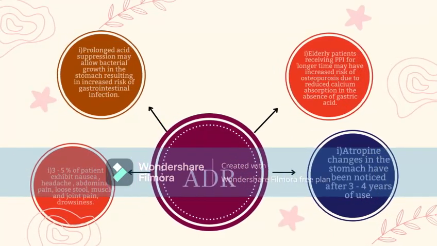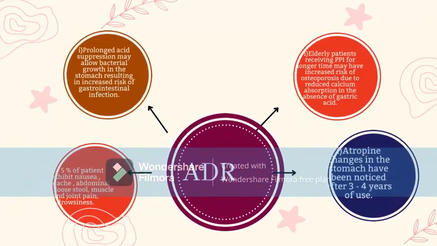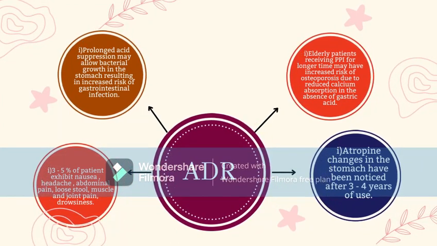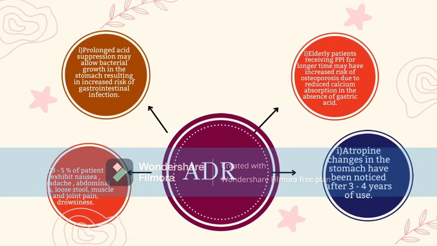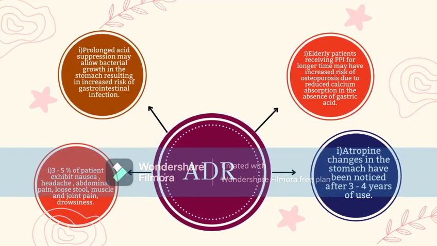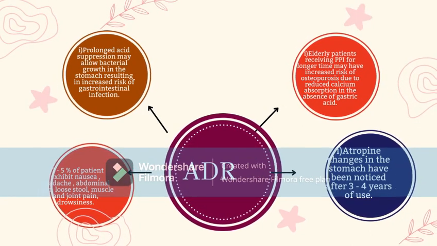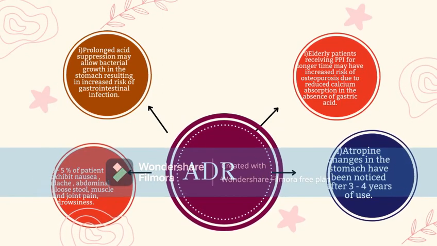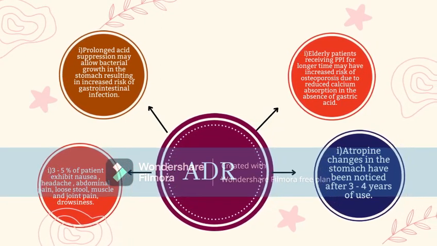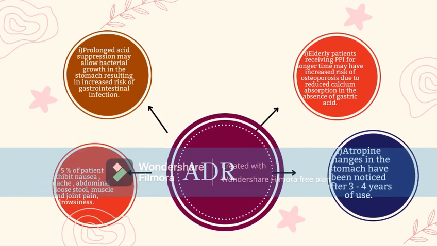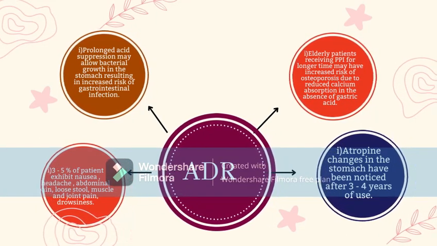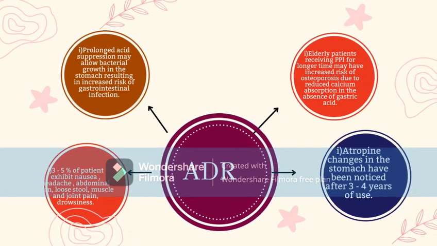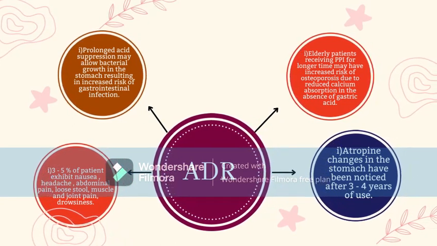It's time to learn about the adverse drug reactions. Prolonged acid suppression may allow bacterial growth in the stomach, resulting in increased risk of gastrointestinal infection. Elderly patients receiving PPI for a longer time may have increased risk of osteoporosis due to reduced calcium absorption in the absence of gastric acid. Atrophic changes in the stomach have been noticed after 3-4 years of use. 3–5% of patients exhibit nausea, headache, abdominal pain, loose stool, muscle and joint pain, drowsiness.